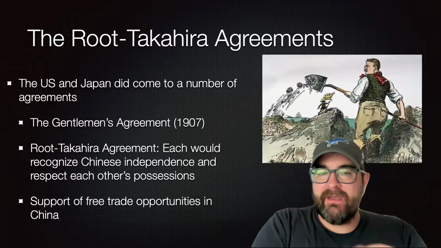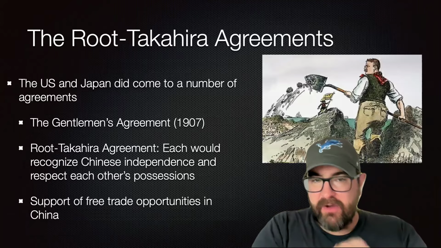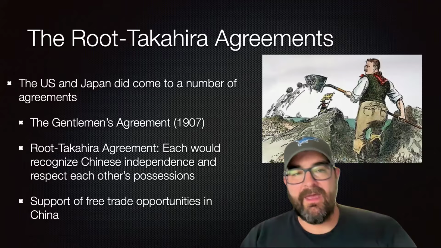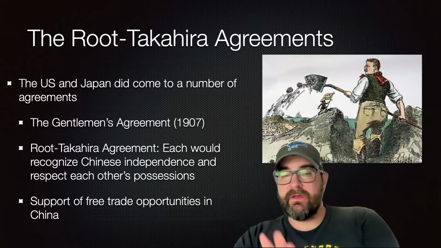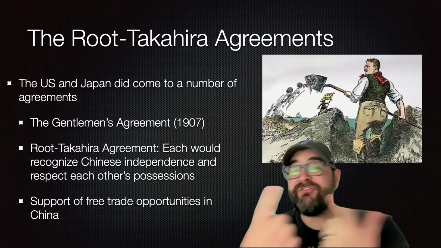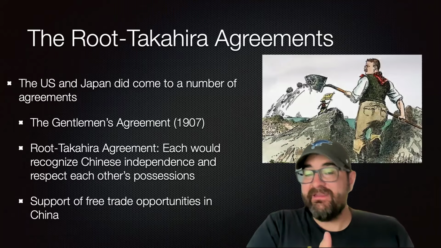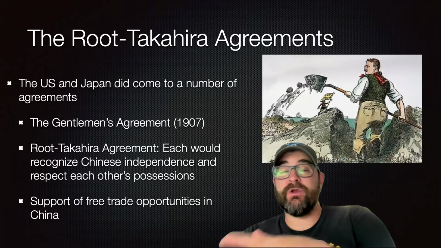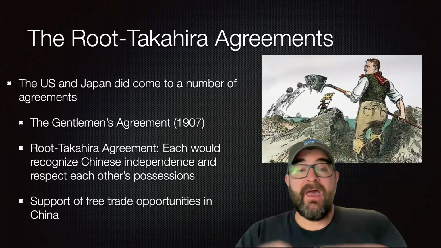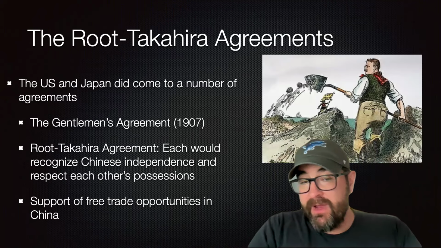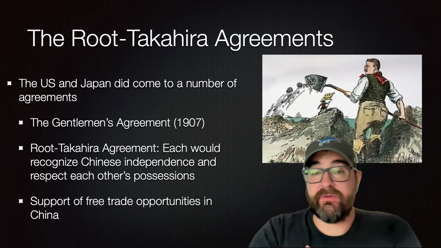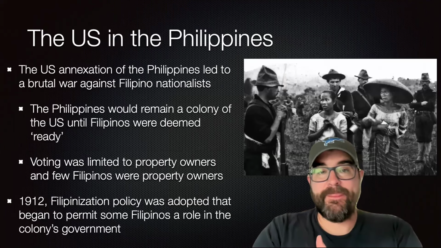Agreements between Japan and the United States would go even farther beyond this gentleman's agreement. The Root-Takahira Agreement would have each country recognize Chinese independence and each would respect each other's possessions. Also, a respect of free trade opportunities for both countries in China.